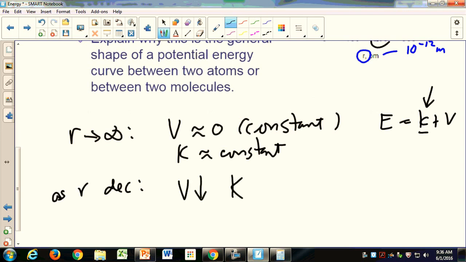What happens to kinetic energy? The potential energy is dropping. Total energy is constant. Potential is dropping. What's happening to the kinetic? Increasing.